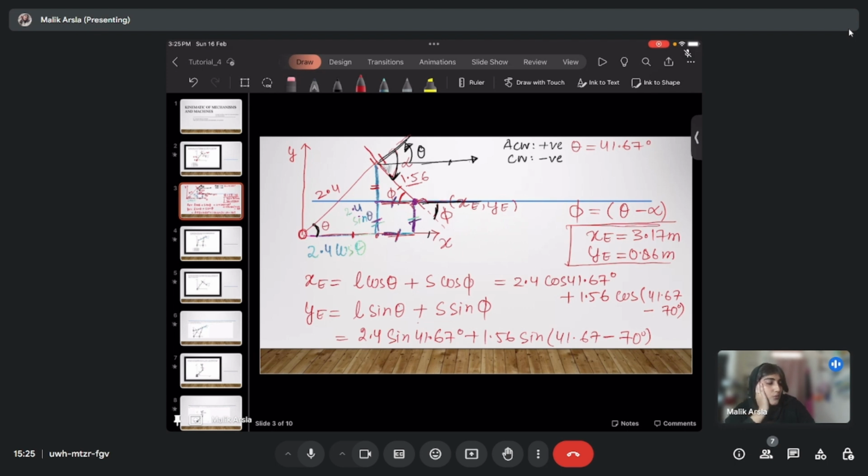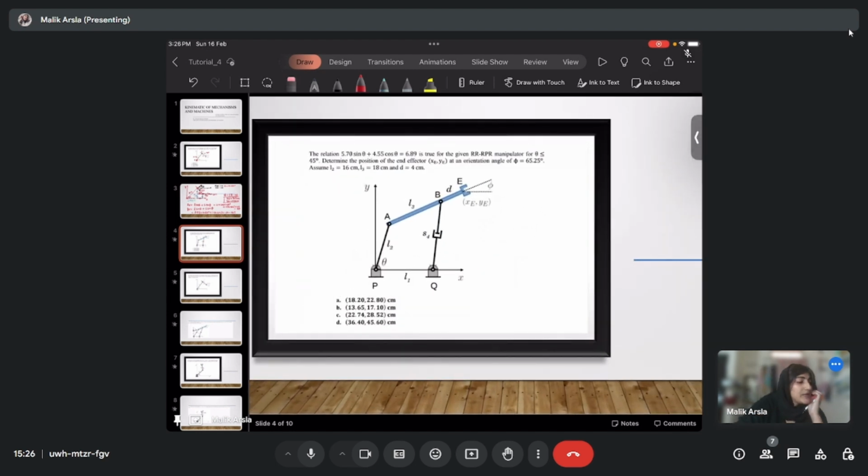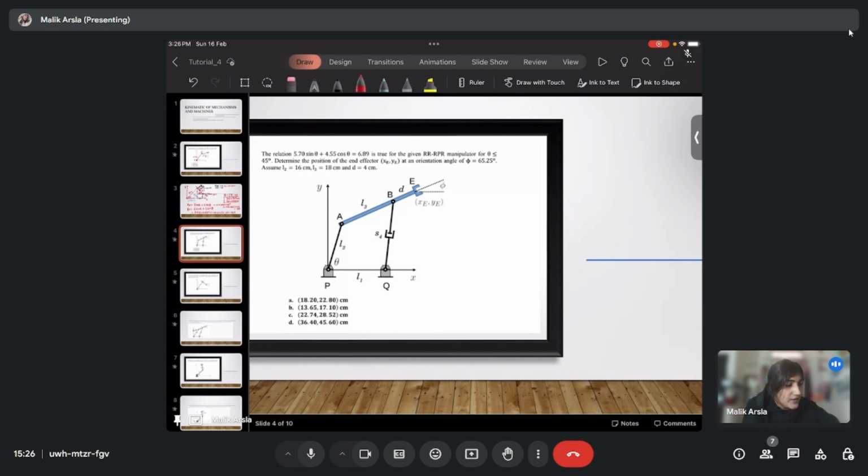So now let us move to the next question. Here the question is that the relation 5.70 sine theta plus 4.55 cos theta is equal to 6.98 is true for the given RRPR manipulator. So we have been given an RRPR manipulator for theta less or equal to 45. In this question we have been given a condition: whenever theta is less or equal to 45 degree, this relation will hold good.